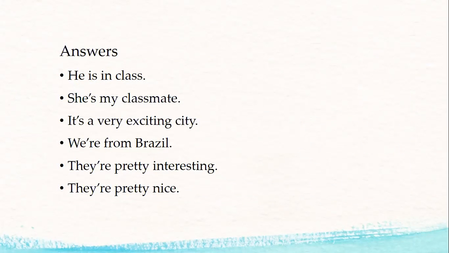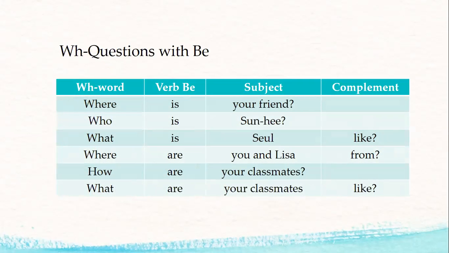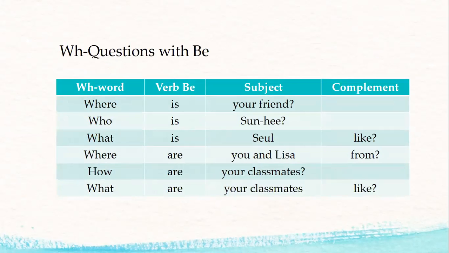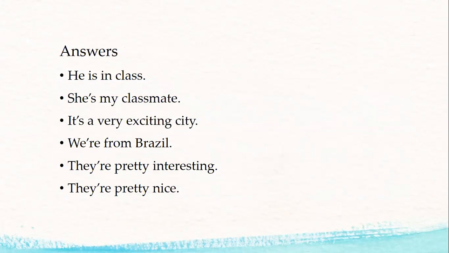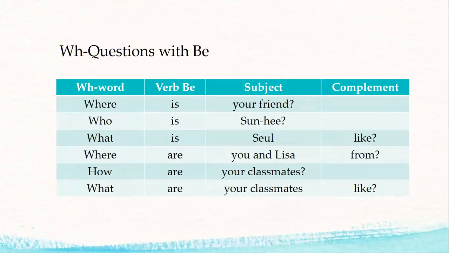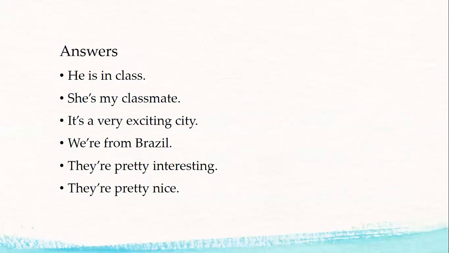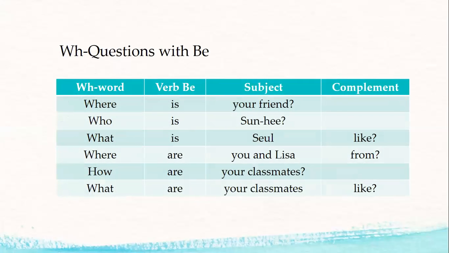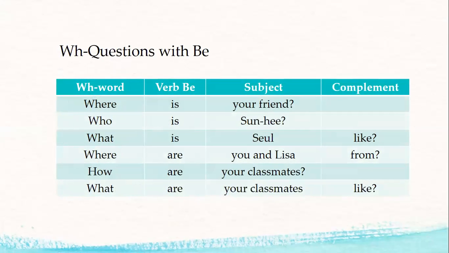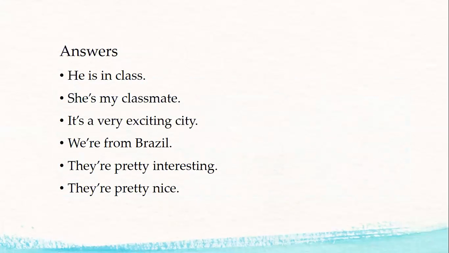Okay, excellent. So I have here some possible answers for the questions that we were just looking at. Where is your friend? He is in class. Who is Sunhee? She's my classmate. What is Seoul like? It's a very exciting city. Perfect. Where are you and Lisa from? We're from Brazil. How are your classmates? They're pretty interesting. What are your classmates like? They're pretty nice. Okay, perfect.